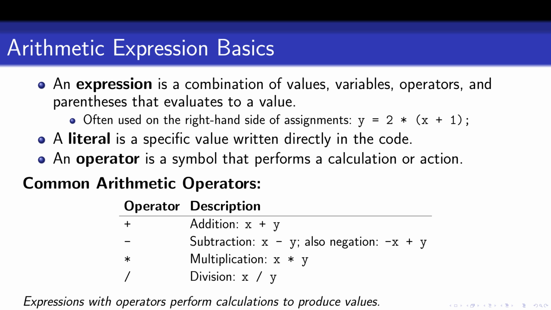This kind of expression often appears on the right-hand side of an assignment statement, like y equals 2 times x plus 1. Here, y is assigned the result of that expression. The number 2 is a literal. It's a fixed value written directly into the code. An operator like plus or asterisk performs a built-in math operation.